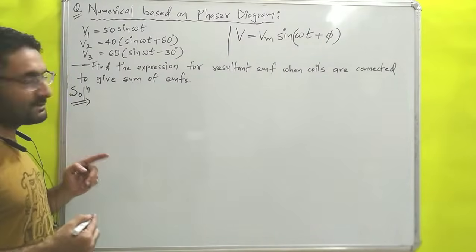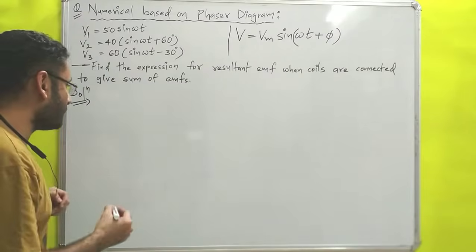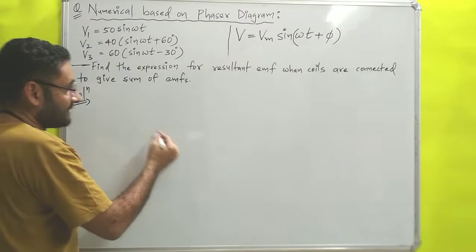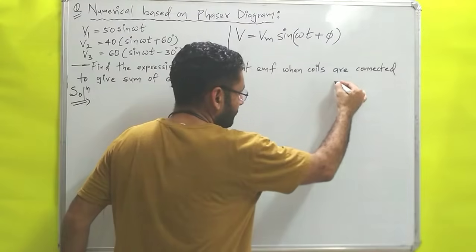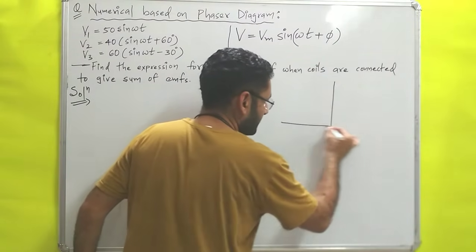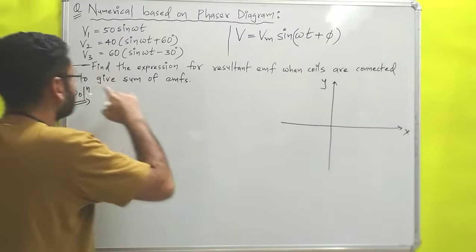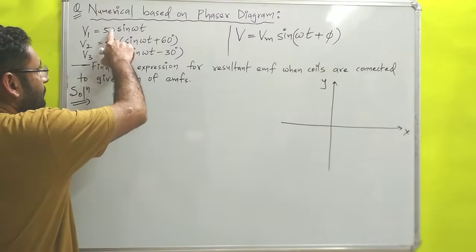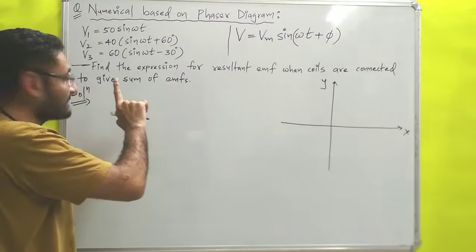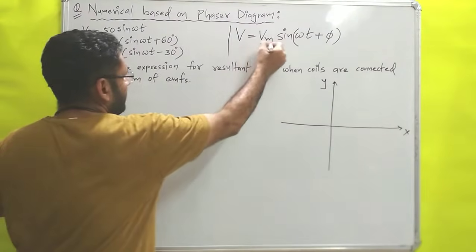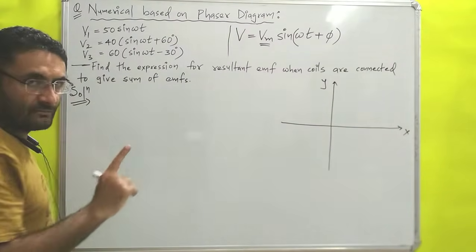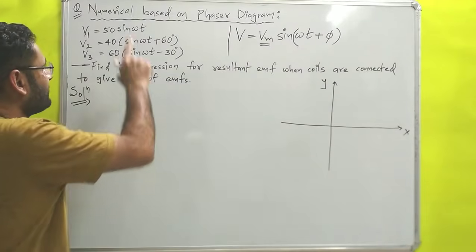So for that purpose, we have to draw the phasor diagram. How will we draw it? As you know very well, over here I will draw: first of all, that is your y-axis, that is your x-axis. Now the first one is 50, the maximum voltage. Vm sine omega t: 50, 40, 60 are the maximum voltages. The first one is 50 sine omega t.